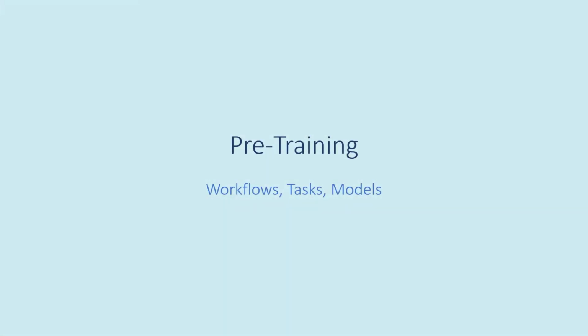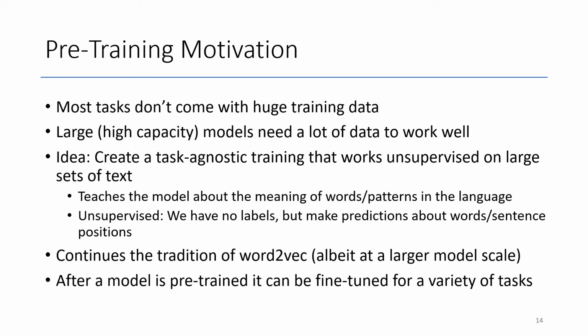We can use transformers from scratch with a random initialization. It is usually much better if we take a pre-trained transformer model first and then start off from this pre-trained checkpoint. So now let's look at the workflows, tasks, and models that make this possible. Usually we work with tasks that don't have a large training corpus, but we still want to use those large and high capacity transformer models which need a lot of data to work well.